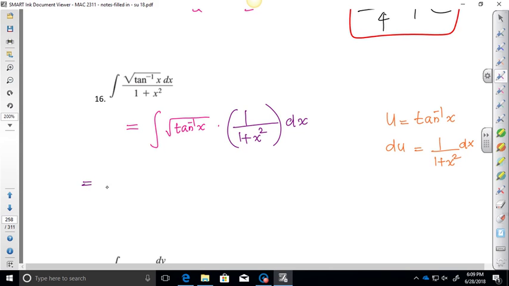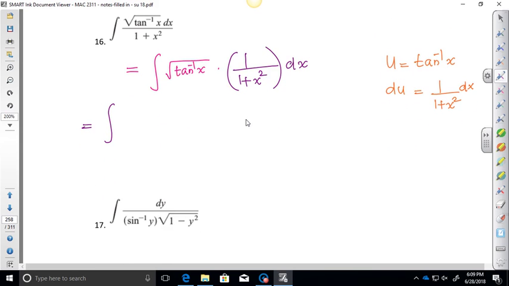So I'm going to have this integral. Integral what? Integral u to the 1/2, or square root of u. What's the integral of u to the 1/2? So u to the 3/2 divided by 3/2 plus c.